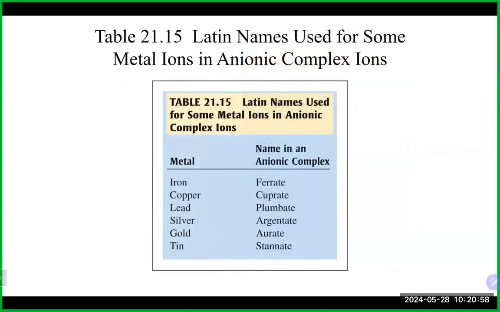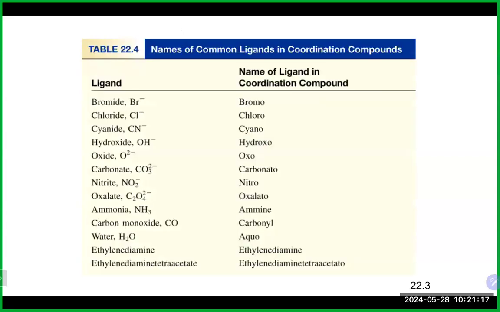Here again are some of the metal names, as I was just talking about. These are the older school names, and these would be the names that you would use for the metal part of your complex ion if it is negative. So iron would be ferrate, cuprate, plumbate, argentate, aurate, stannate are some of these. Here are a few more: carbonate is carbonato, and oxalate is oxalato. I feel like I'm ordering a drink, a little carbonato oxalato with a topper of some bromo or something.